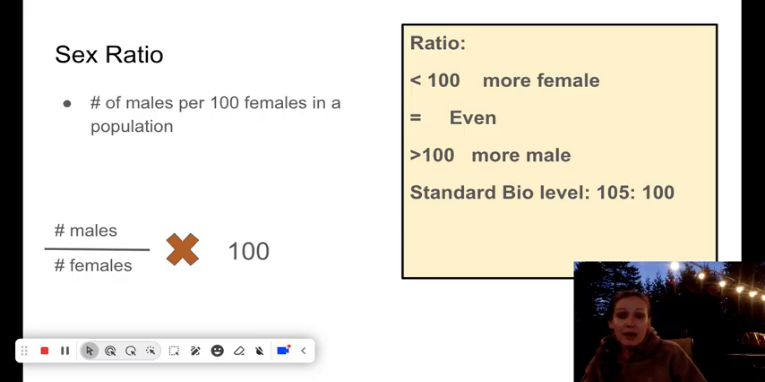Now, the standard biological level is 105, which means our population is usually slightly more male. And why is that?